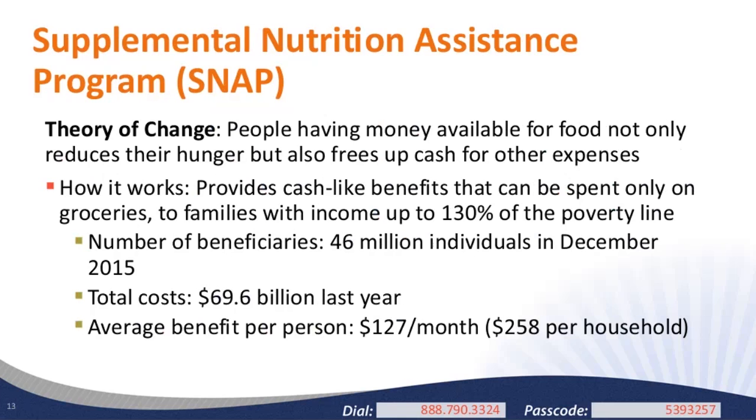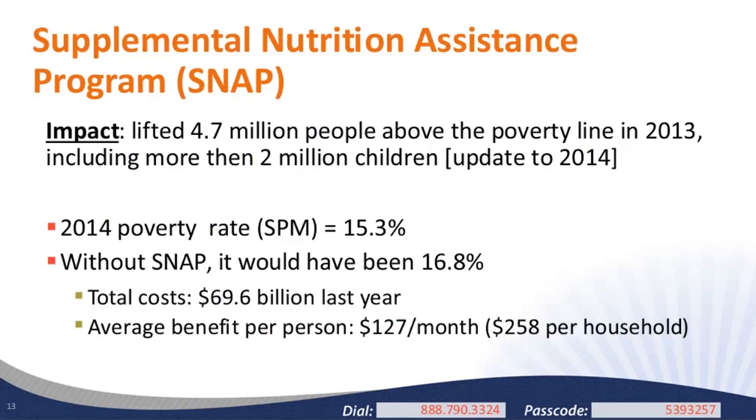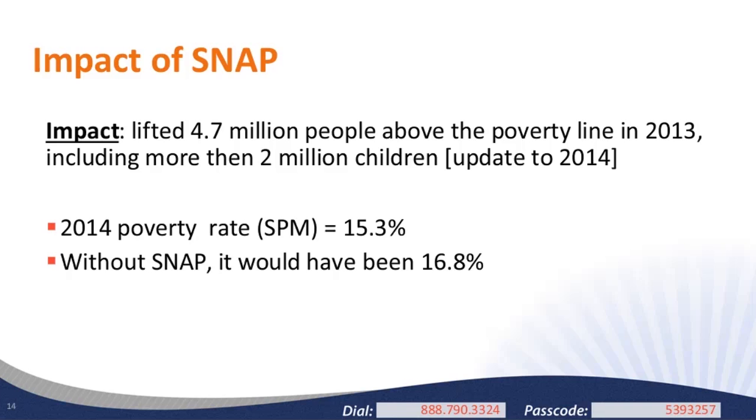This is ultimately relatively modest money. It averages about $258 per household per month, but that's an important amount of money that can ultimately make a very large difference in the economic stability of a low-income household. So once again, here we overall see the effect. Almost 5 million people lifted above the poverty line thanks to SNAP, reducing that overall poverty rate a good 1.5 percentage points.